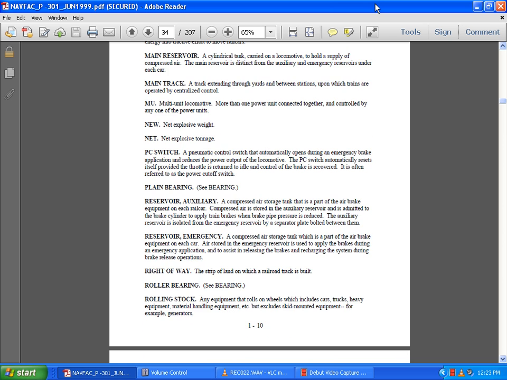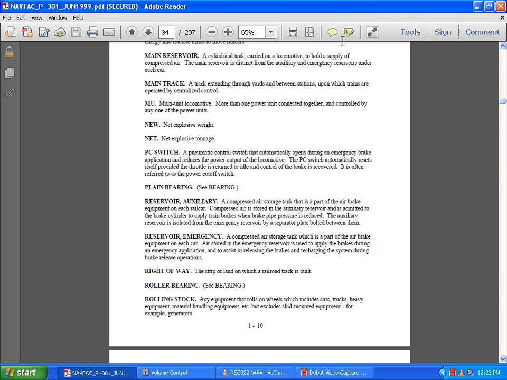Reservoir, emergency, a compressed air storage tank that holds air for the brake equipment on each car. Air stored in the emergency brake reservoir is used to apply the brake during an emergency application, assist in releasing the brakes, or recharge the system during the brake release operation.